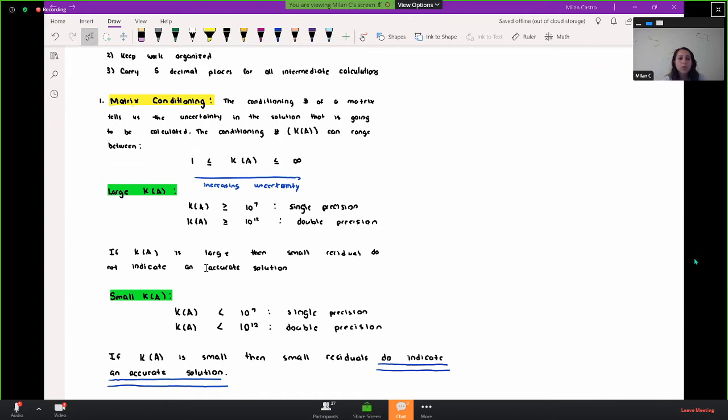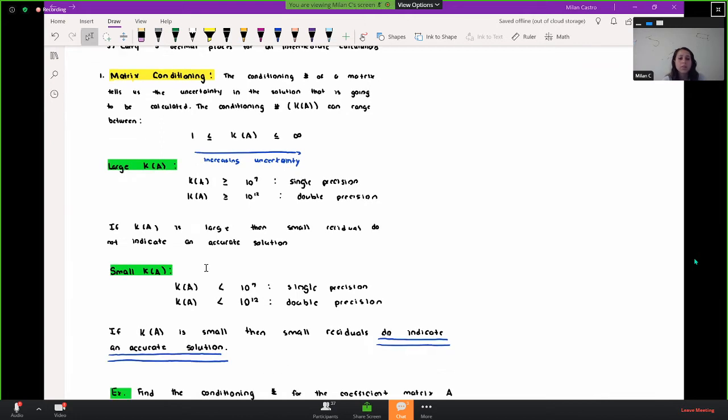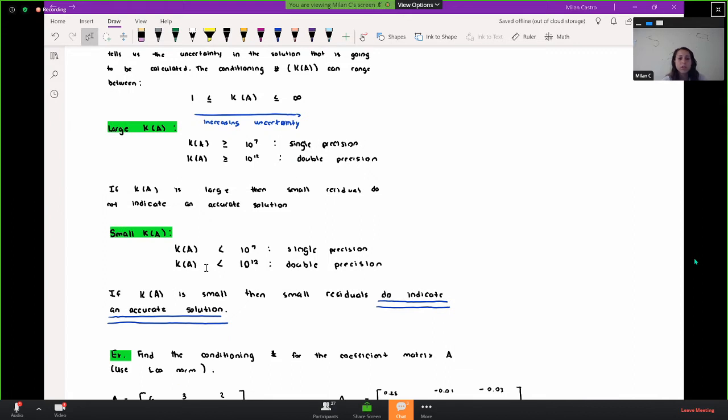So what does the conditioning number tell us? The conditioning number will tell us if it's well conditioned or ill conditioned, depending on the Ka value. The Ka value is considered large when it's greater than or equal to 10 to the 7 for single precision and greater than or equal to 10 to the 12 for double precision. So when Ka is large, there's increased uncertainty. When you're doing your problem, small residuals will not necessarily indicate an accurate solution.